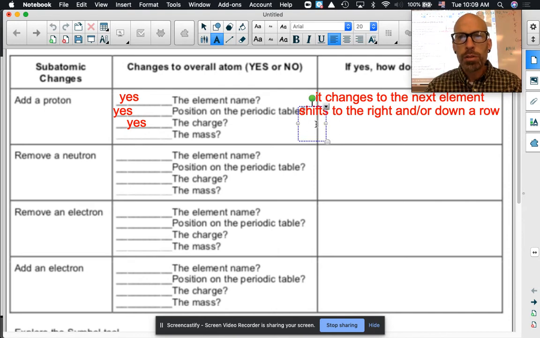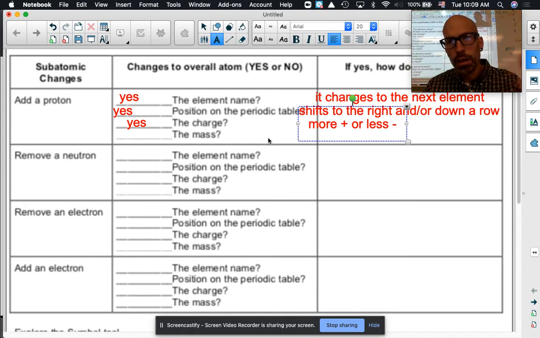Well, if you add a proton, the atom becomes what? More positive or less negative. It could be both, right? So if it was negative and you threw another proton in there, then it's going to become less negative, or it could become more positive by adding positive charge.